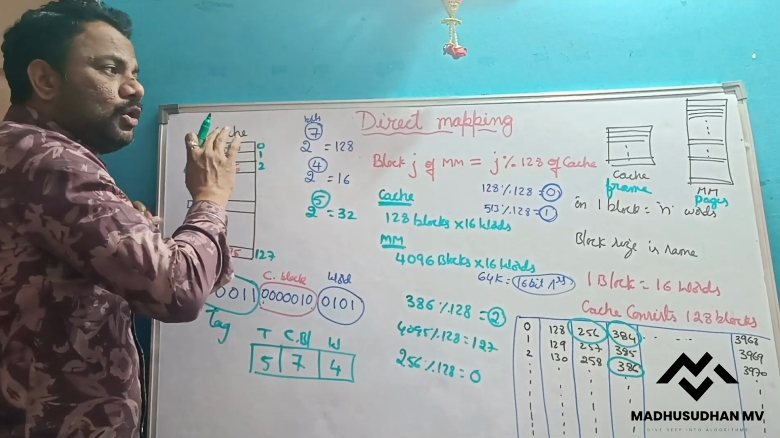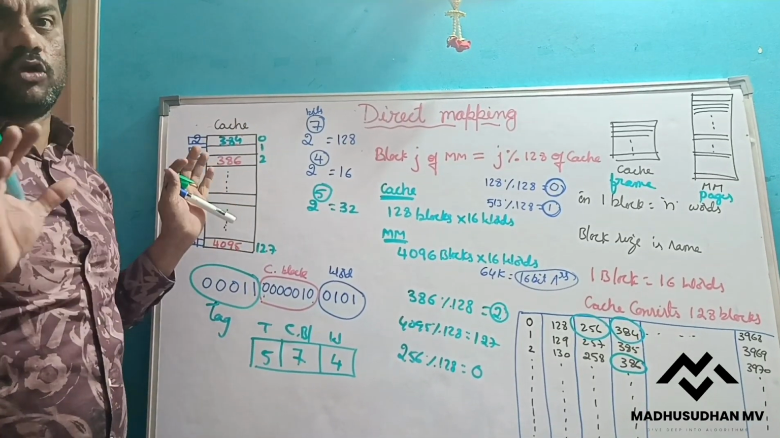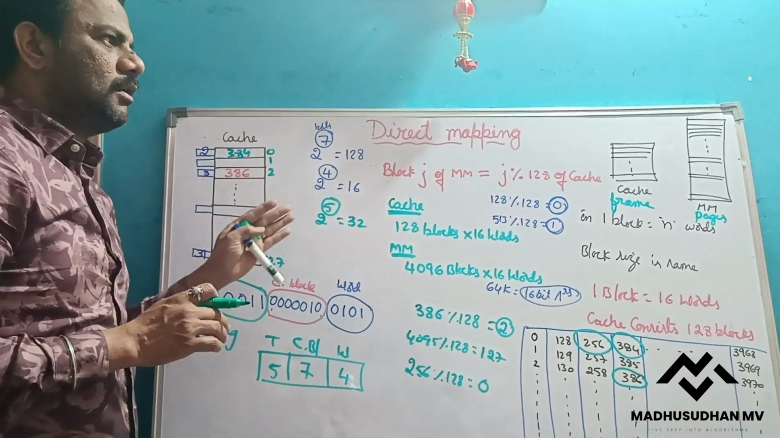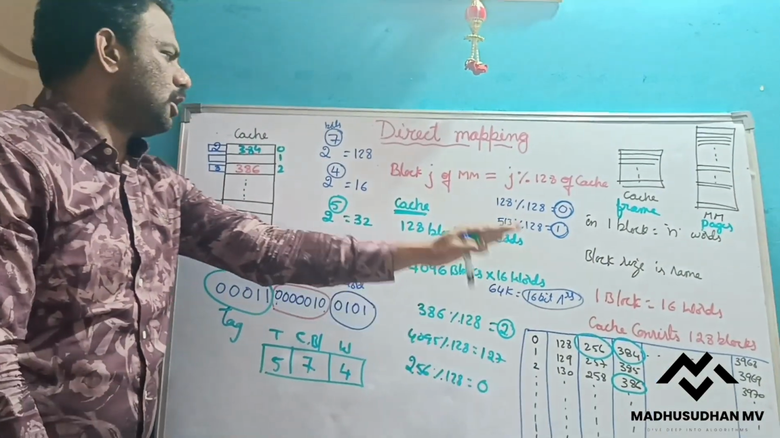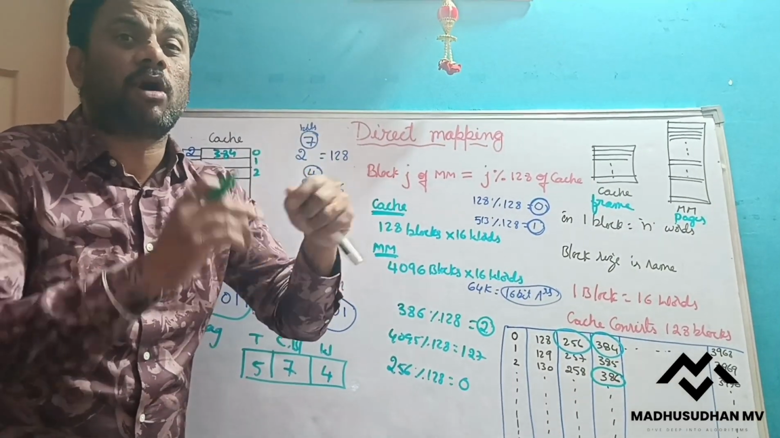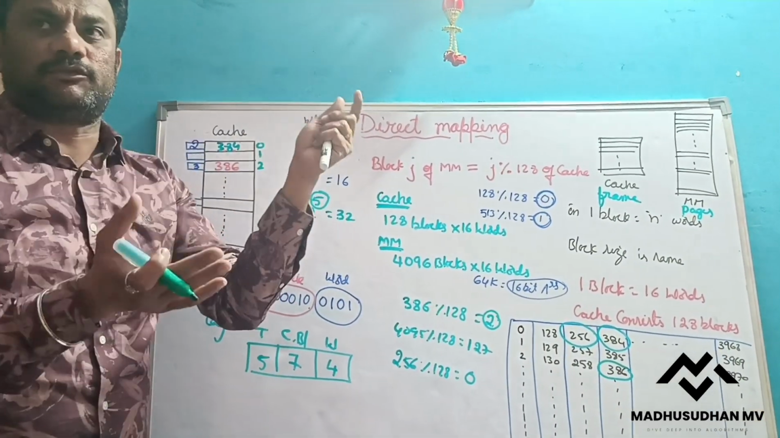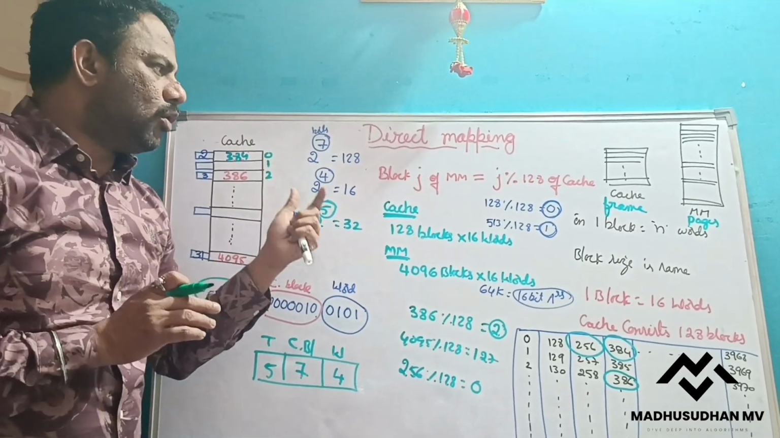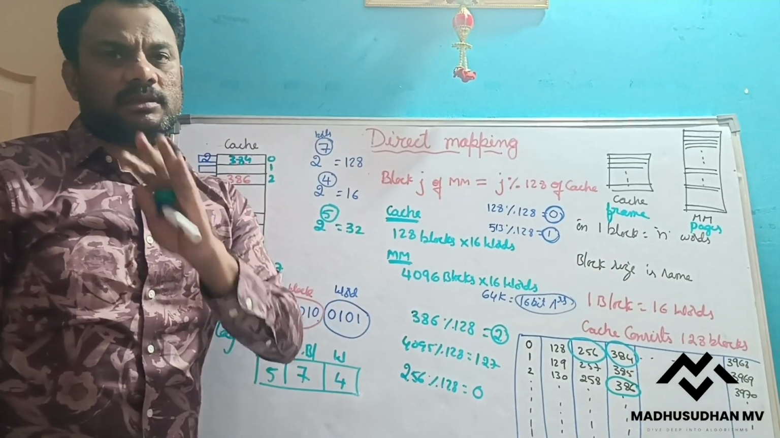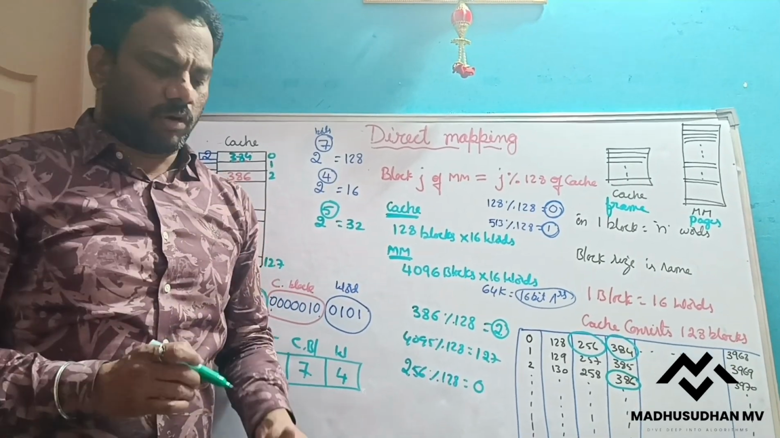That means here what to replace, no need to think. So it is fixed. Since it is fixed, which block should be brought into which block of cache is determined. So we need not think about which block we have to replace when the cache is full. So there is no need of a replacement algorithm in the case of direct mapping. This is the advantage. What is the disadvantage?